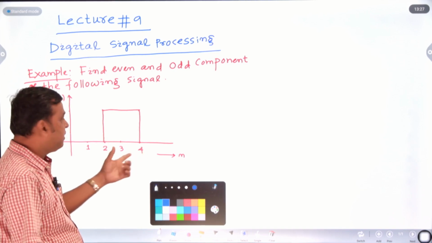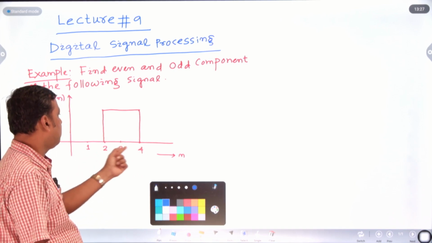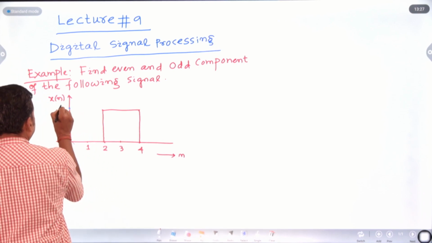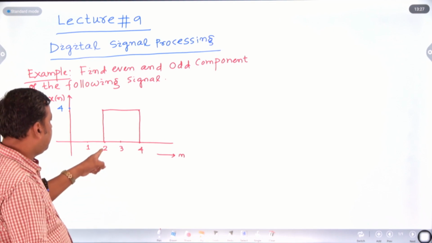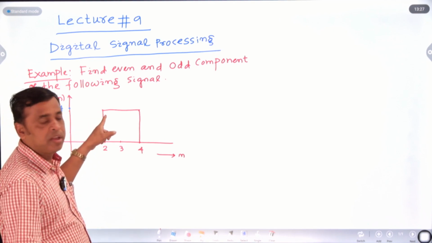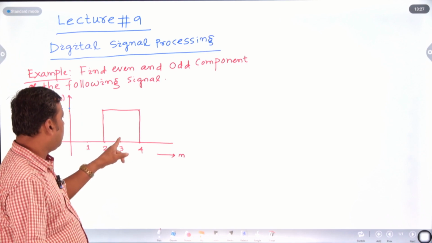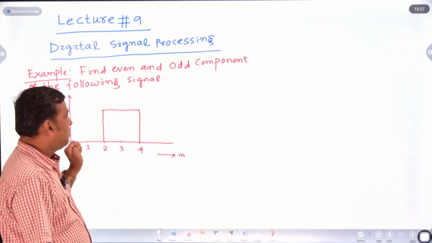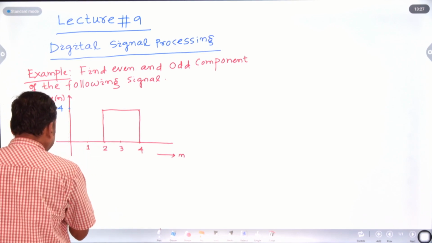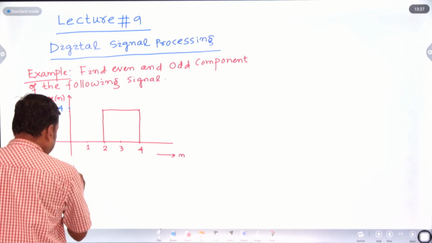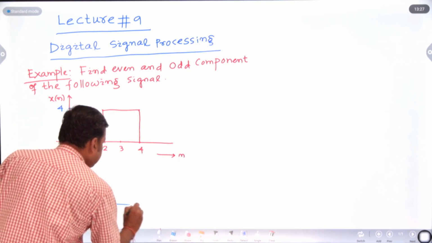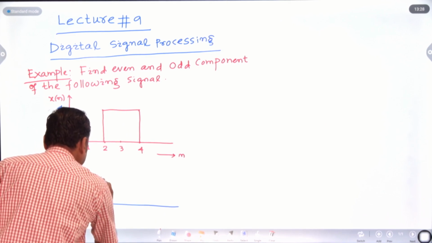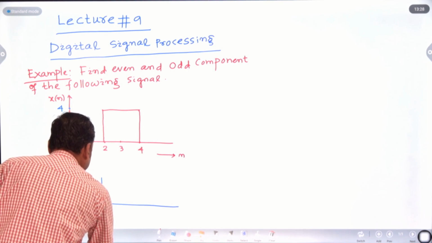The signal is present in between 2, 3, 4. At n equal to 2, the amplitude is 4. So at n equal to 2, x of 2 equals 4. At n equal to 3, x of 3 equals 4, and at n equal to 4, x of 4 is 4. If it is discrete, we have to sample it; at 2 the value is also 4.